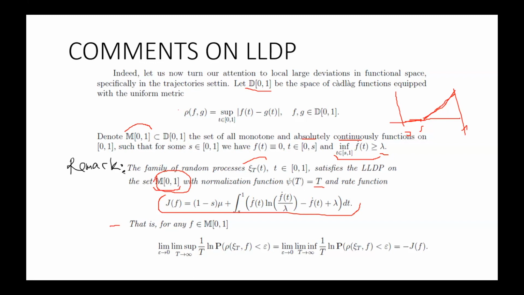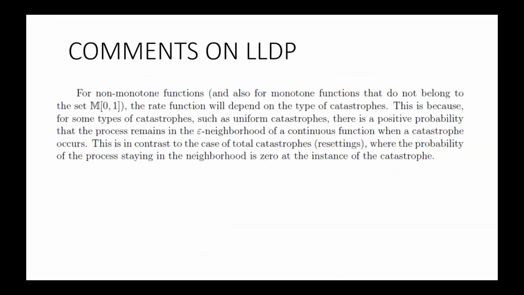It means that these limits exist, and it's the same limit. For a non-monotone function, and also for a monotone function that does not belong to the set M, remember there is some restriction on the derivative of this. The derivative should be greater than lambda. The rate function will depend on the type of catastrophe.